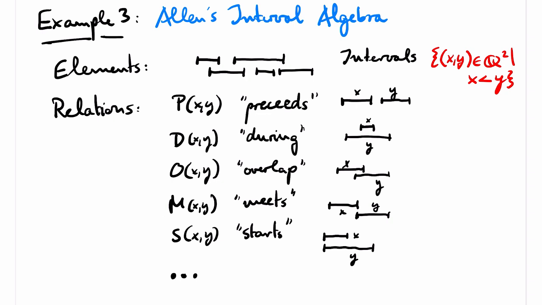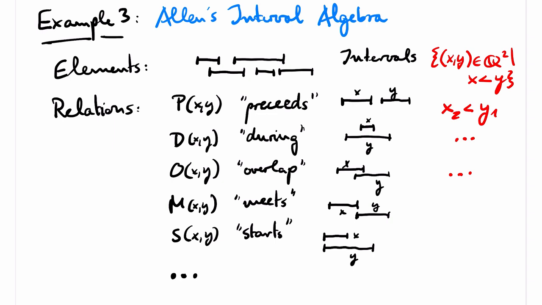The interpreting formula for precedes, for P, has 4 free variables, x1, x2, y1, y2. But actually we only need to impose constraints on 2 of the variables, namely we have to impose that x2 is strictly smaller than y1. So the end point of x is strictly before the start point of y. And similarly, we can write down interpreting formulas for during, overlap, meets, starts, etc.